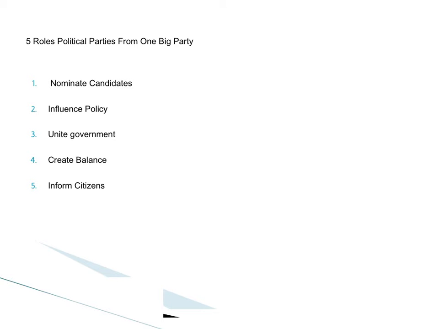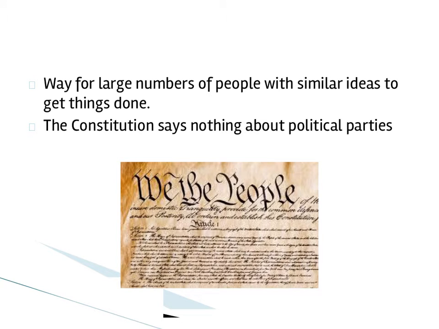Each party reaches out to the citizens to try to influence them in order to get their support and their votes so people in their party get elected into office. Political parties are a way for large numbers of people with similar ideas to get things done. They work together. Like I mentioned earlier, the House and the Senate, the Republicans would pass bills that they support, and if there's a Republican president, they would generally sign those laws and accomplish the goals that they set forth by the political party.